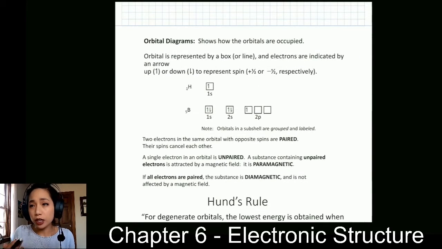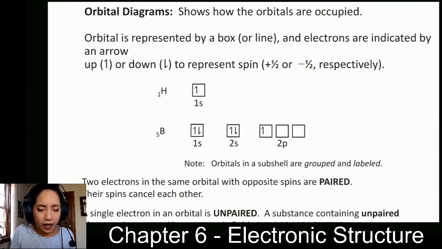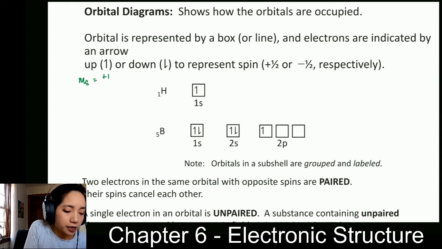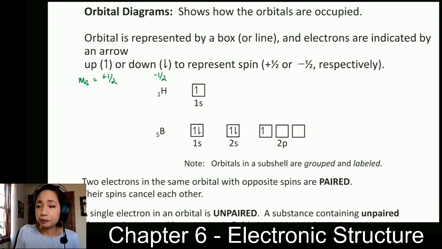The next part is orbital diagrams. This is another way we can show how electrons occupy orbitals. I already showed you pictures of this before, but we can represent an orbital as a box, and each of the electrons can be represented by an arrow, either spin up, which is our ms of positive 1/2, or a downward pointing arrow, which would be our negative 1/2 spin. So we can represent these electron configurations using a pictorial diagram instead. They mean the same thing.